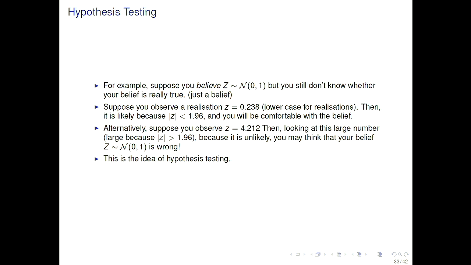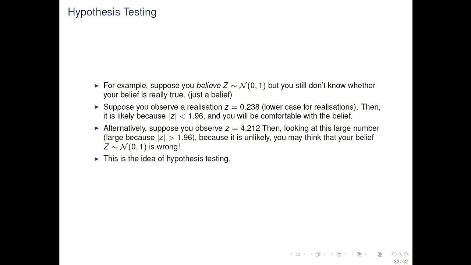We know this from statistics theory. And also, because the density function is a mirror image, we know that the probability that the random variable is below negative 1.96 is the same as this probability. So this is also 2.5%. Right? Okay. All right.